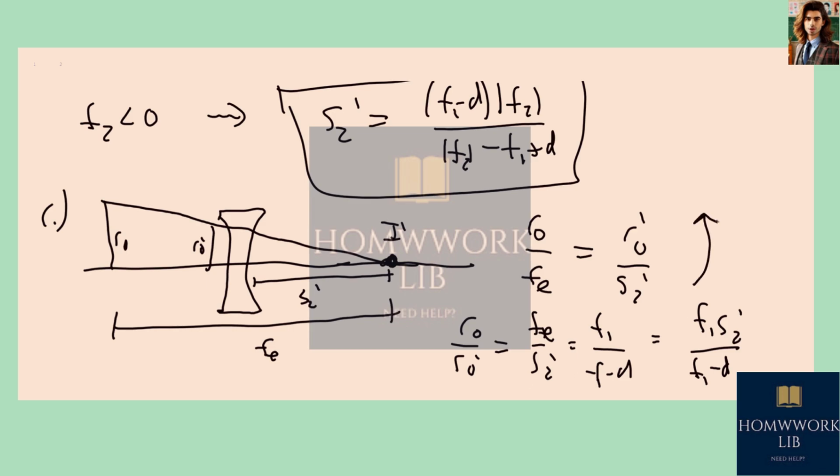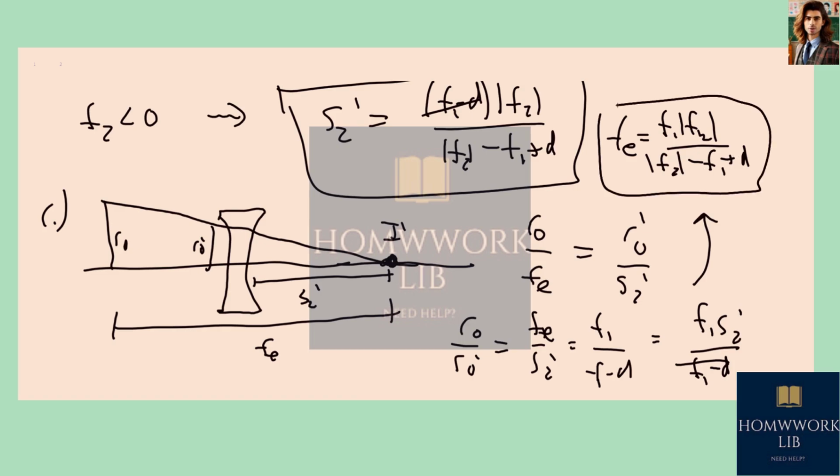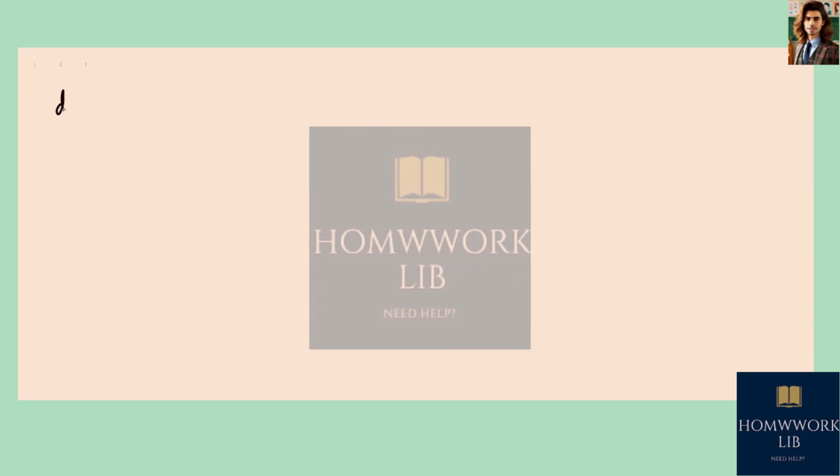So I'm going to move up here. We know that fe now is, well, the f1 minus d's are going to cancel. So we should be left with f1 times the magnitude of f2 all over the magnitude of f2 minus f1 plus d. And that's exactly what we needed to show. Perfect. Flying right through.